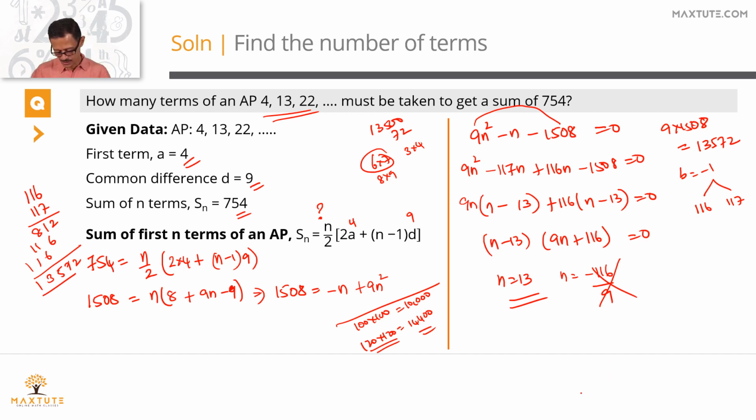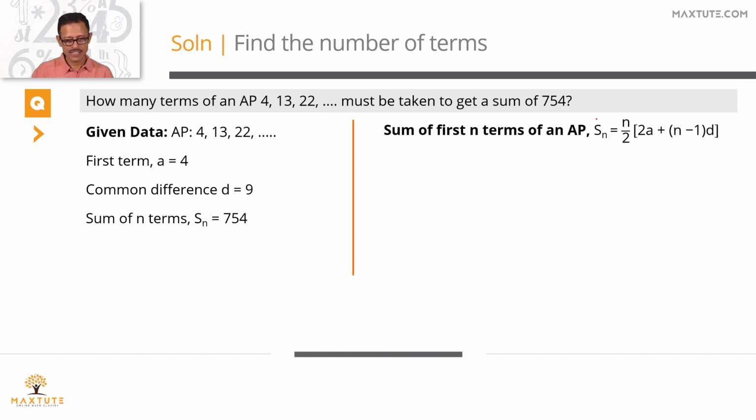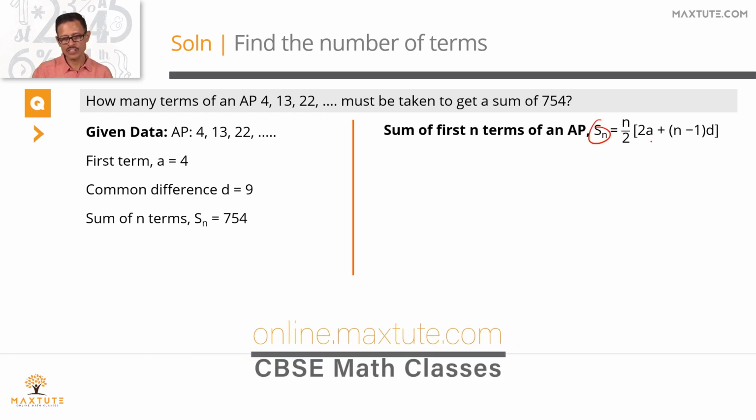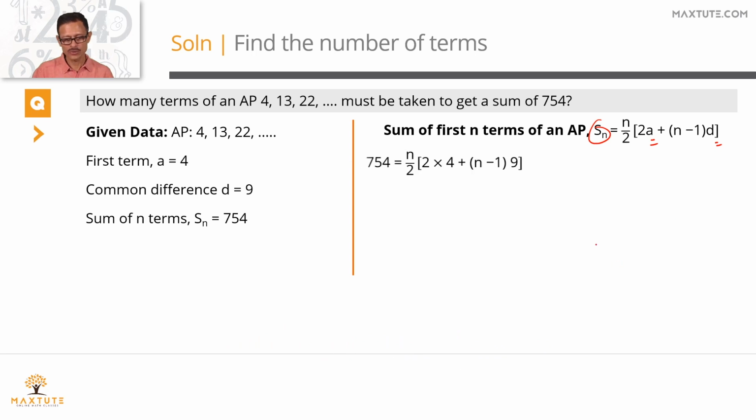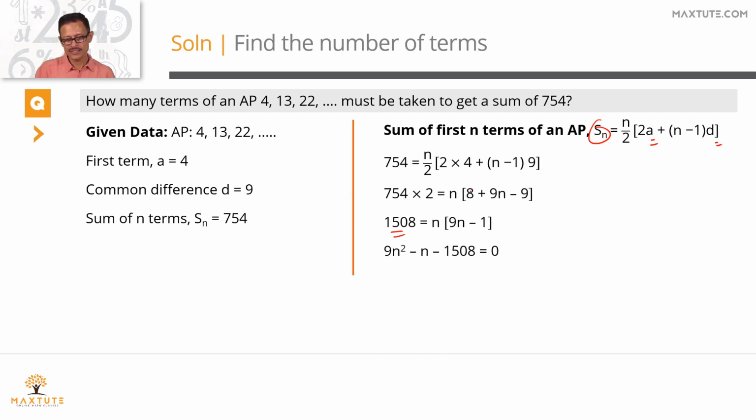Quickly run through this entire thing in a printed form. We have plugged in the value of Sn in the next step as 754, a as 4, d is equal to 9, and then cross multiplied it, which will leave us with 1508, and this term 8 minus 9 becomes a minus 1, this is 9n, resulting in this quadratic equation.